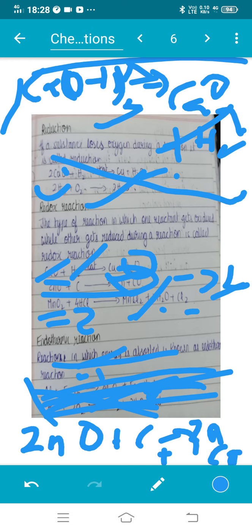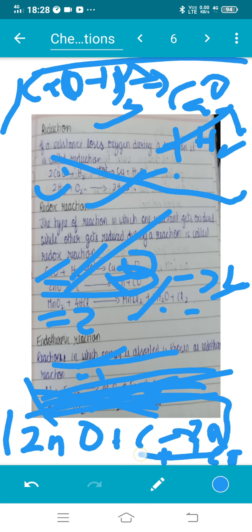I know that you have learned this chapter. You have to balance the chemical equations. You have to learn how to find which element is oxidized and which element is getting reduced in these reactions. You have to comment in the comment section.